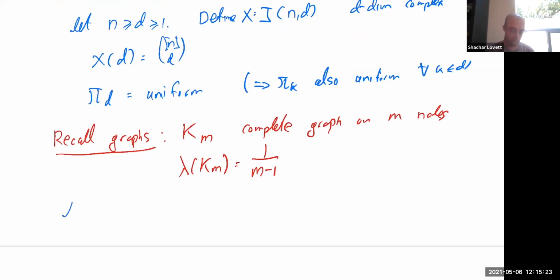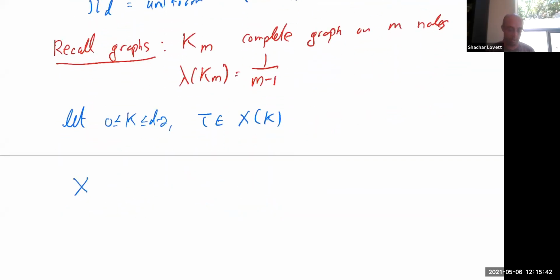So maybe that's first. Let's choose k between 0 and d minus 2. And let's choose tau to be some k-dimensional face, and look at its link. What is X tau? I claim X tau is going to be all this. So the nodes are going to be all the elements not in tau. And the edges are going to be all pairs that do not intersect tau.